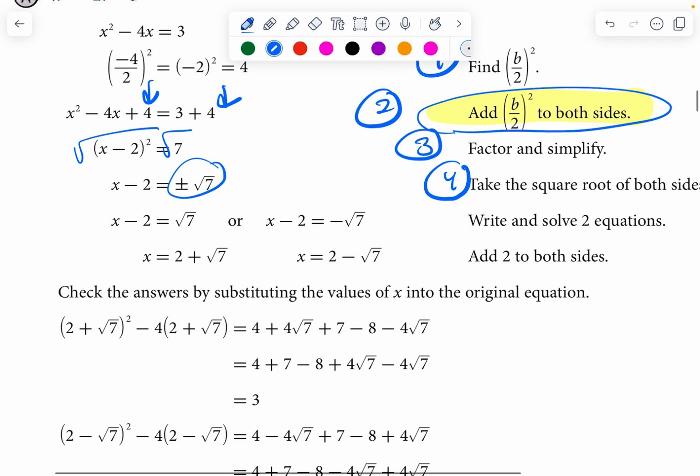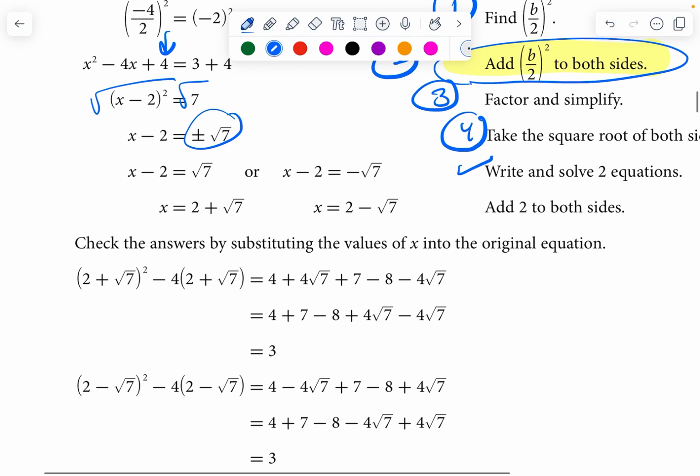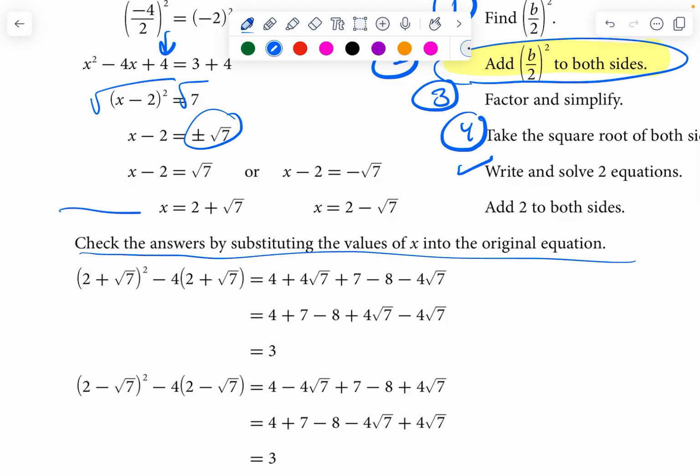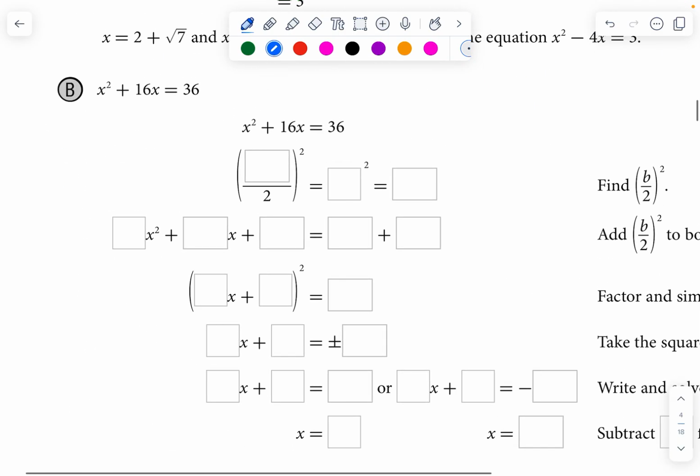And then you write and solve 2 equations to tell what the final answer is. Checking is great. I just need to make sure you get here today. You can check your answer by just looking at Desmos and seeing where it crosses your x-axis. Okay, let's try one of them.